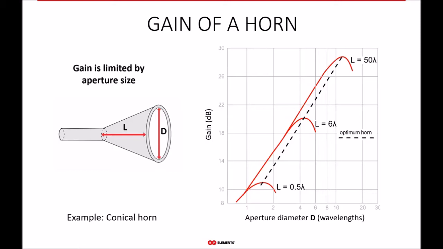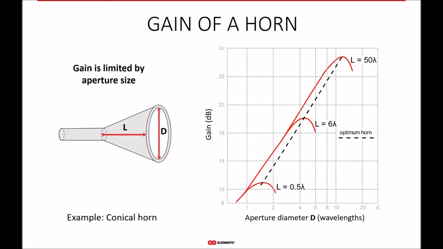L equal to 6 times lambda corresponds to the middle curve, which has this bump here in the middle, and L equal to 50 times lambda is the top right corner curve, because they're overlapping along this line. And so the design process of a horn starts with a choice of the length, L. And then the designer looks at the graph and finds the D, depending on the gain one wants to achieve.